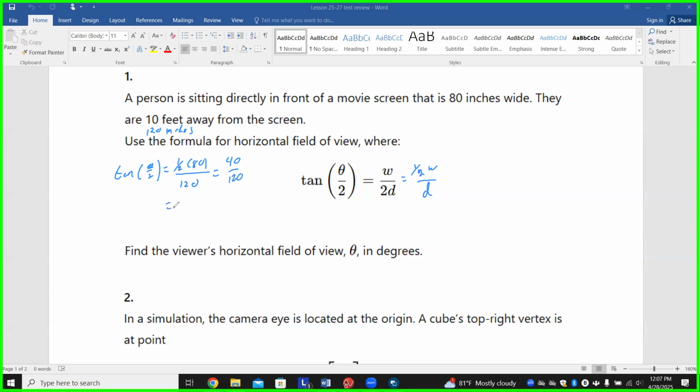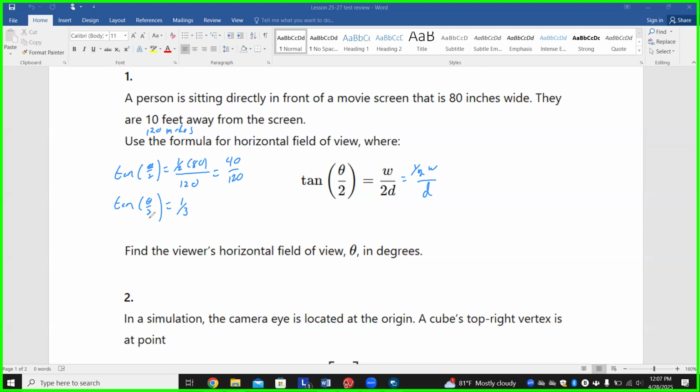And what is 40 divided by 120? One third, right? Yeah. Then for a second I thought you said 1/3, but yes, 1/3. And now we have an equation like this. Believe it or not, if you would have done feet, you would also at this point have gotten 1/3.